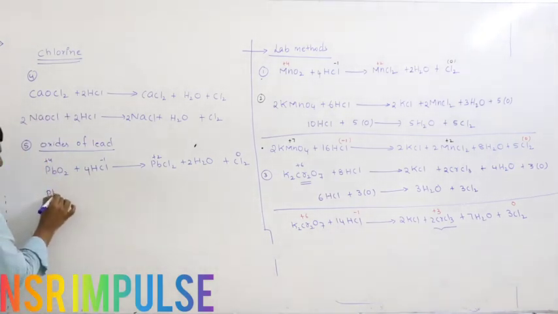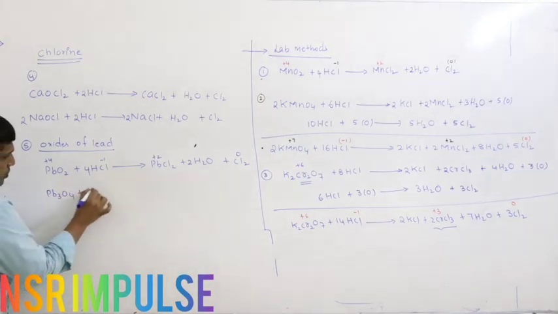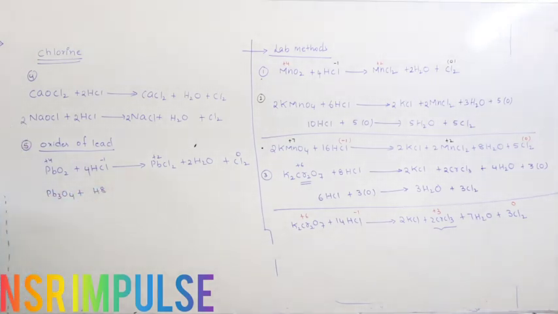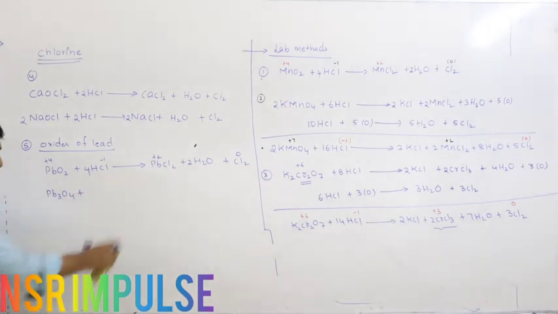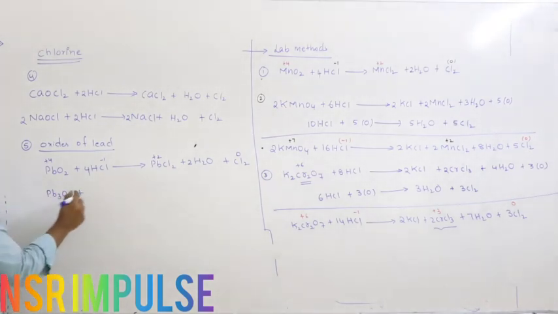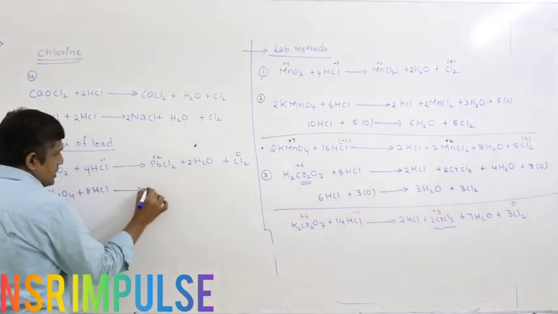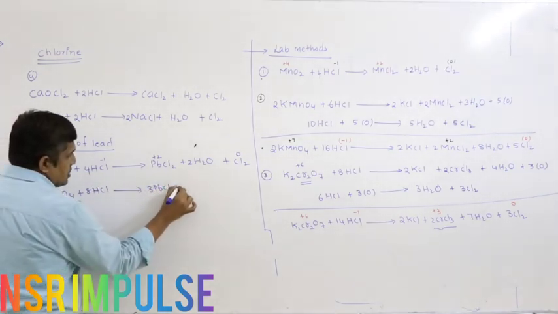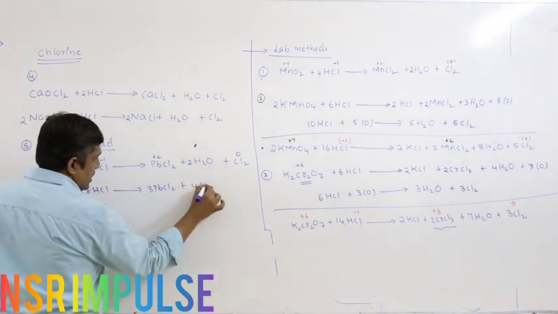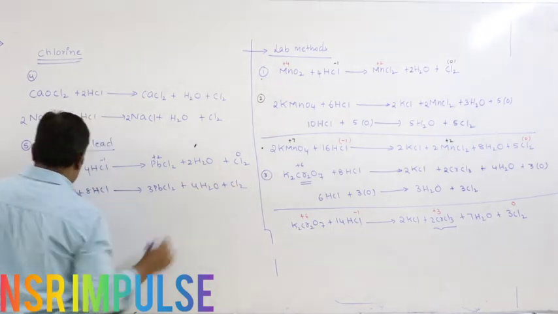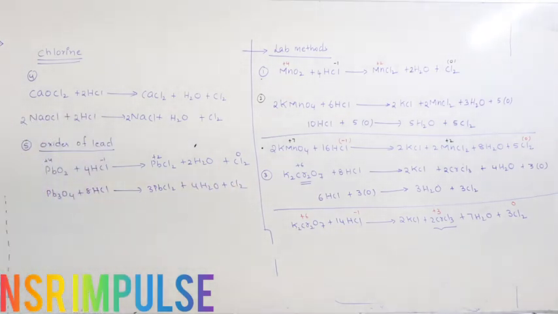Or I can use red lead, that is Pb3O4 plus HCl. So oxygens are removed as water, 4 water, therefore 8 HCl. What we get is 3 PbCl2 plus, 2 is the stable oxidation state of lead. So this is what you will get.